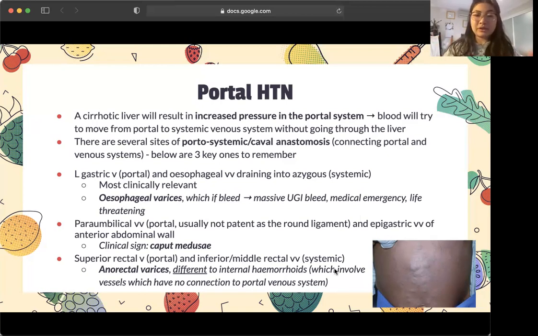This results in anorectal varices. And as far as Heine and I are concerned, these are different to internal hemorrhoids. So just note that, because sometimes you'll see in different texts, I think sometimes they can get confused, but they're different because hemorrhoids don't really have anything to do with the portal venous system. It's all kind of just the systemic there.